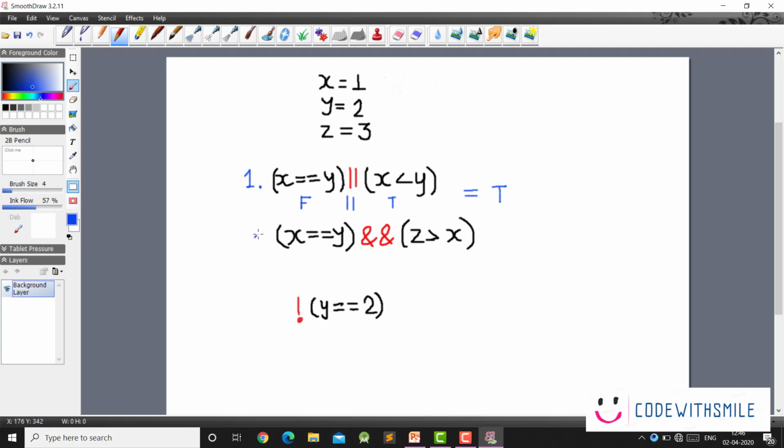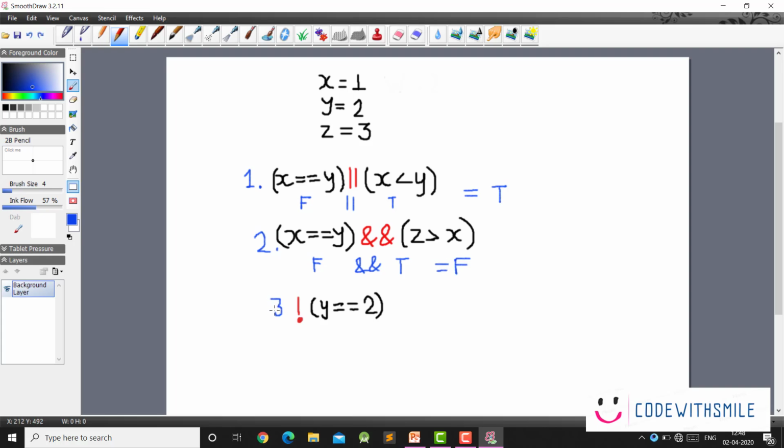Now, in second expression, we have x equals to y and z greater than x. Here, x is not equals to y, so this will return false. And z is greater than x, so it will return true. Now, as AND operator says that it will return true only if both the values are true, so the result of this expression will be false.